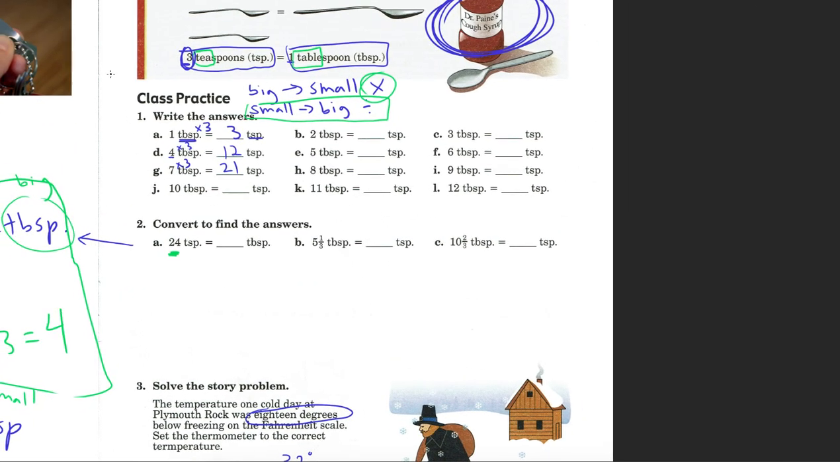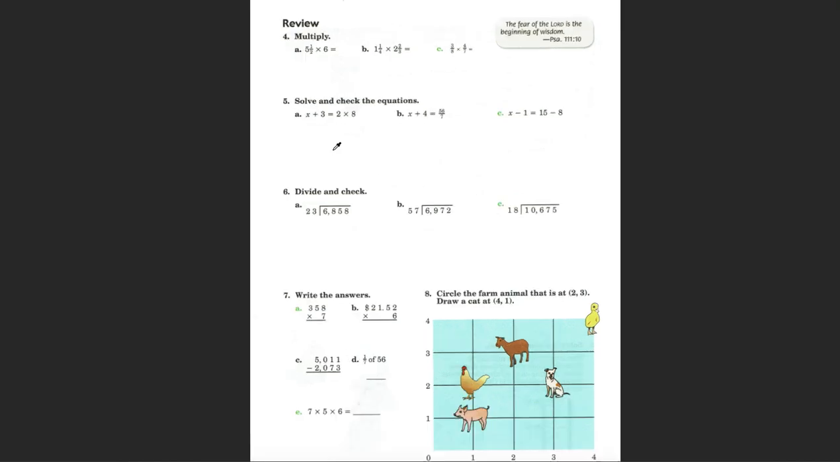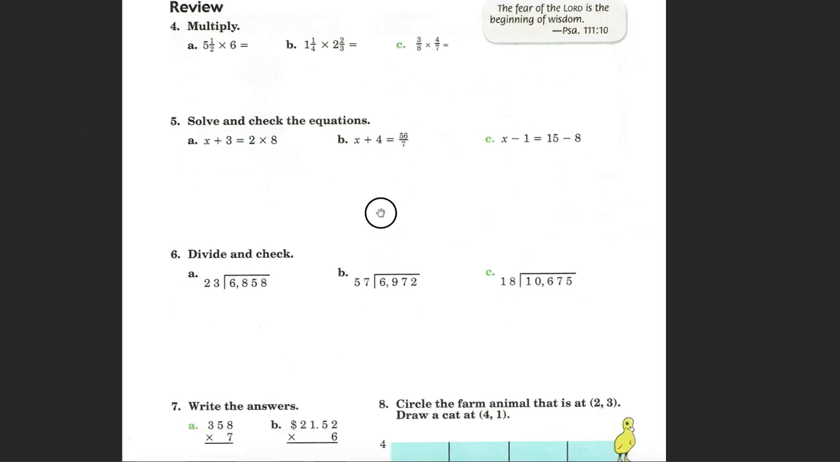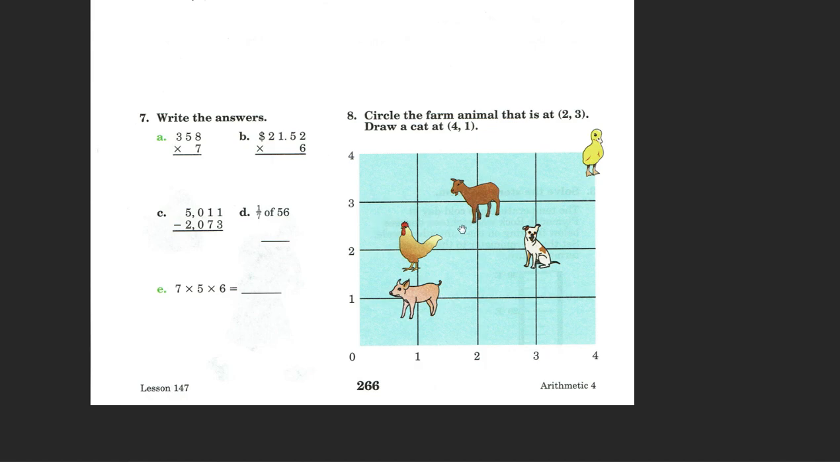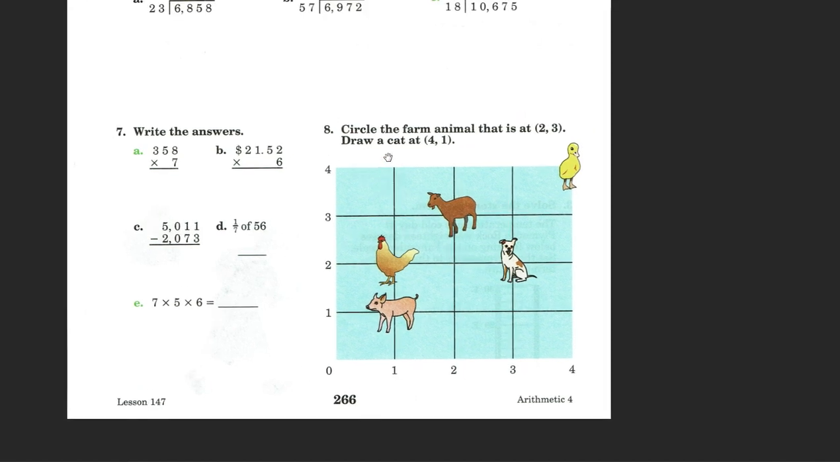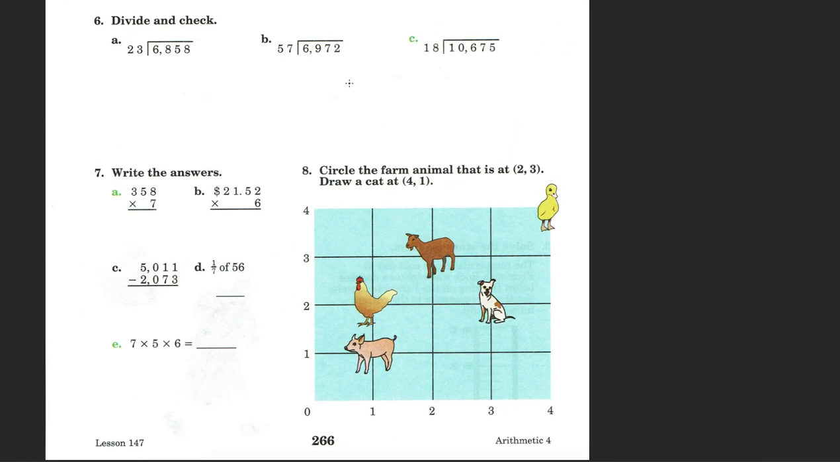All right, let's look at the next page. Most of this you can do by yourself. Number 8 might be a little bit confusing for you guys, but remember, we've done these before.